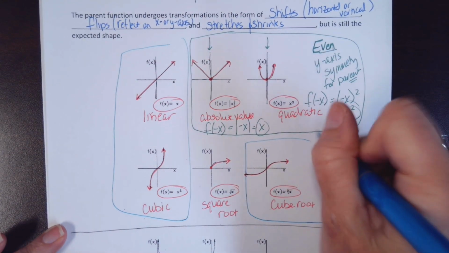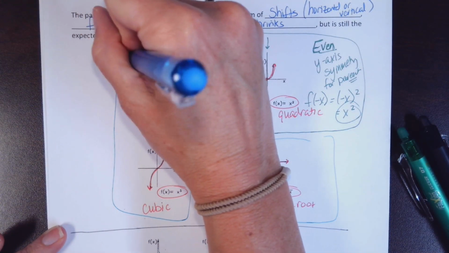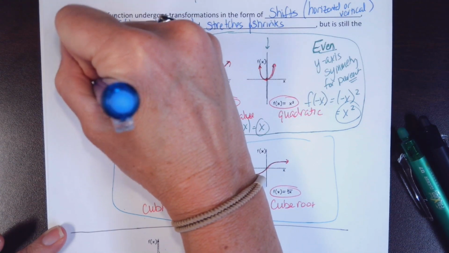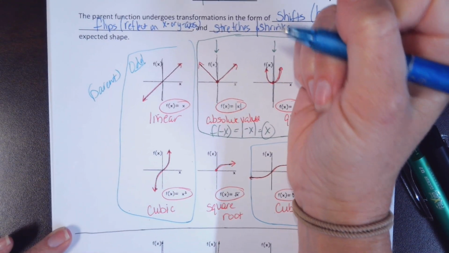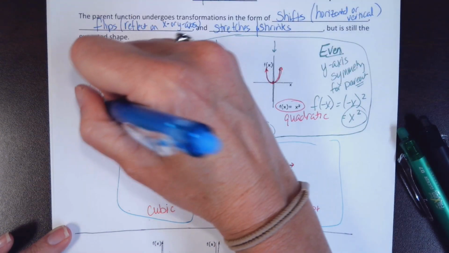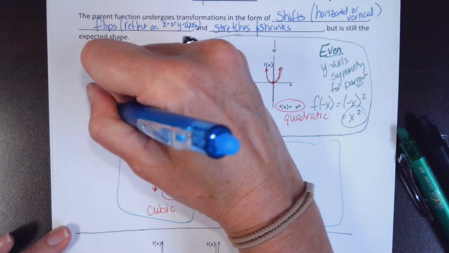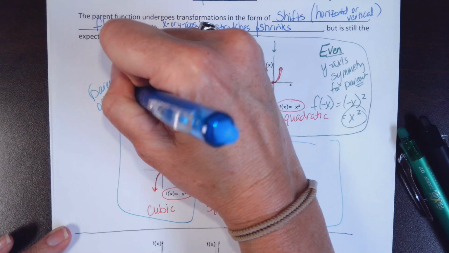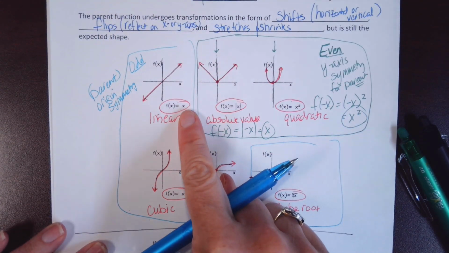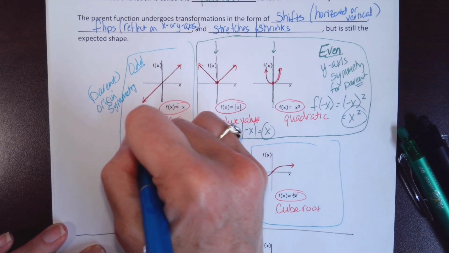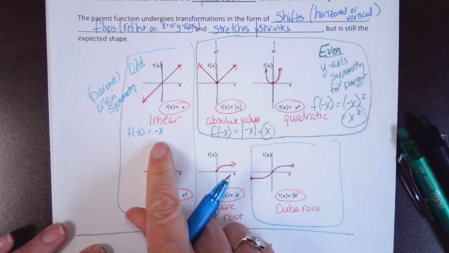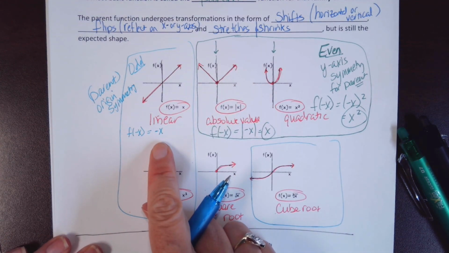For the parent, these are odd functions. Just the parent, not the whole family. They have origin symmetry. If I take f of x equals x and I plug in a negative x, I get out the opposite of what I started with. So it's going to be an odd function.